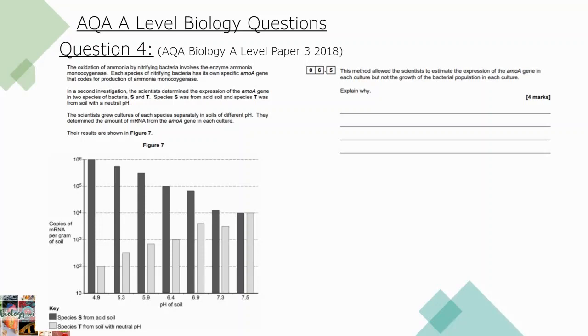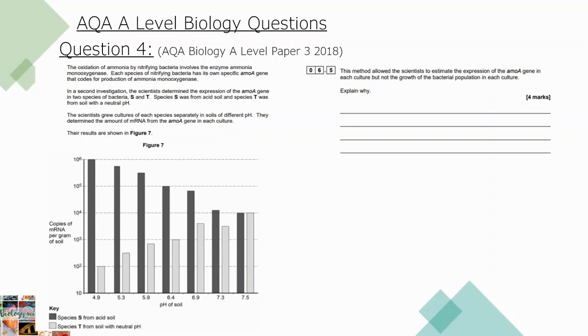So figure 7 is a graph and it shows species S from acid soil and it shows the copies of mRNA per gram of soil at different pHs, and it also shows species T from soil with neutral pH and the copies of mRNA per gram of soil at different pHs of soil. So the question is, this method allowed the scientists to estimate the expression of the AMO-A gene in each culture, but not the growth of the bacterial population in each culture. Explain why. So this question obviously includes a lot of information. It seems very, very confusing.